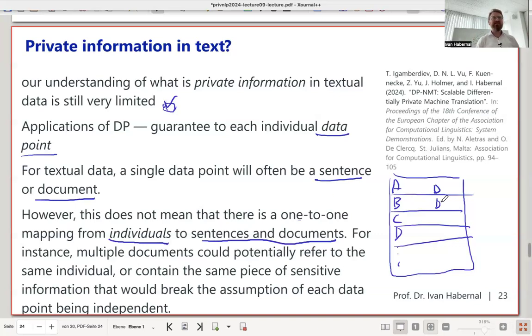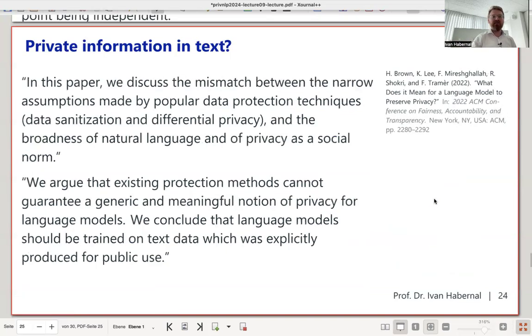But if we have documents, text can tell something about other people. This is where it's getting very tricky, like the very assumption of this independence. And I think I'll have an example in the next slide, just to highlight that.